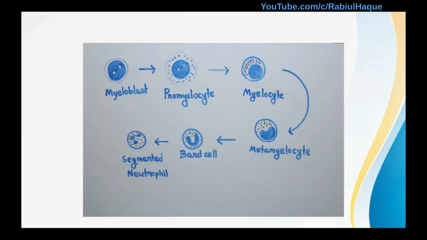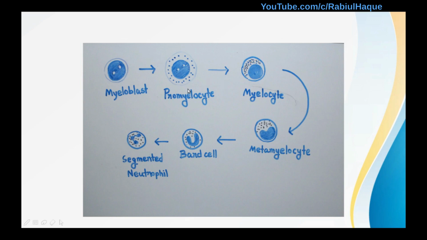So this slide is summarizing all the stages of maturation from myeloblast to segmented neutrophil. So how can we identify a myeloblast? It is about 15 to 20 micrometer in diameter. It will have a round to oval nucleus and small amount of basophilic cytoplasm. And always remember, the nucleus will contain 2 to 5 nucleoli.